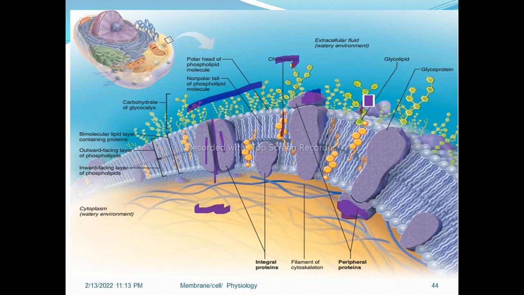Carbohydrates attached to lipids, we call glycolipid. This is an integral protein, and carbohydrate attached to the integral protein we call glycoprotein. Carbohydrate attached to the fat, or lipid bilayer, is glycolipid. Also this is the carbohydrate glycocalyx, the water environment, extracellular fluid, filaments of the cytoskeleton, integral proteins, and peripheral proteins. This is the water environment of the cytoplasm, extracellular fluid, intracellular fluid, and cell membrane. This is an important part of the cell membrane.